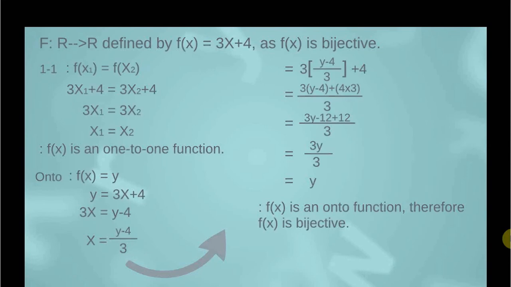Combining over 3, that is (3(y minus 4) plus 4 times 3) divided by 3. Multiplying 3 into the group, we get (3y minus 12 plus 12) divided by 3. And then we get 3y divided by 3. The 3 and 3 get cancelled and we get y. So we get here the value of f(x) as y. We can say that f(x) is an onto function, therefore f(x) is bijective and it satisfies the conditions of one-to-one and onto function. Here's another example.